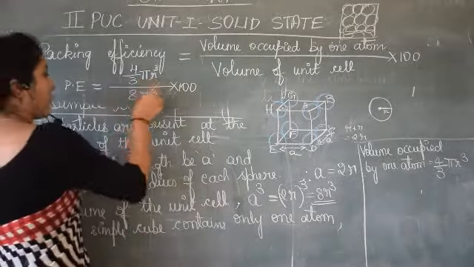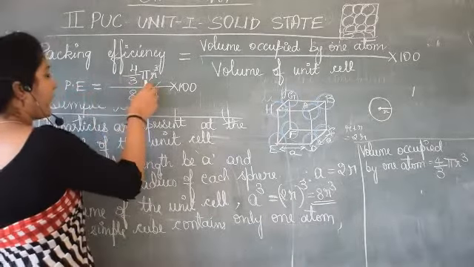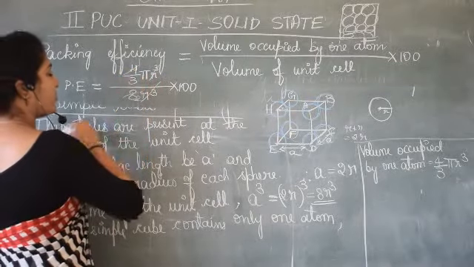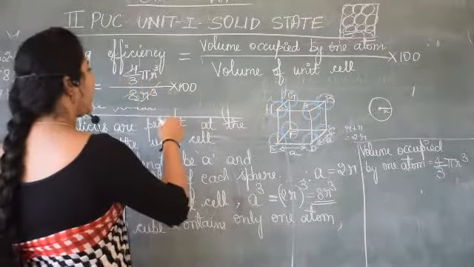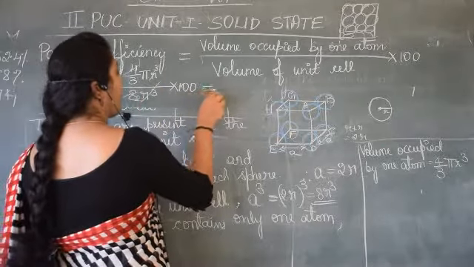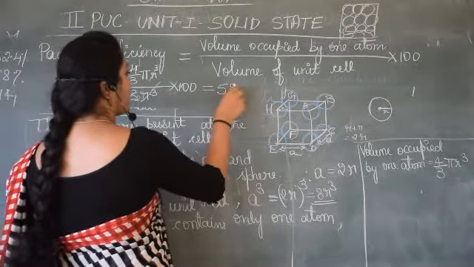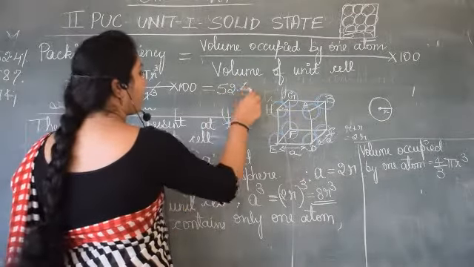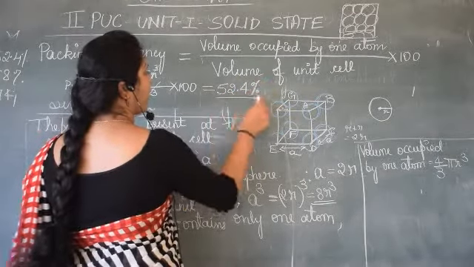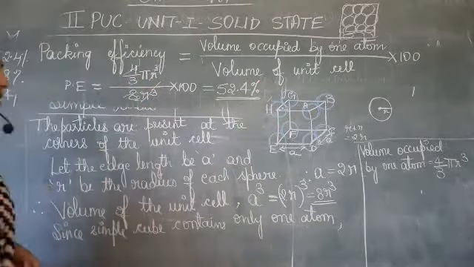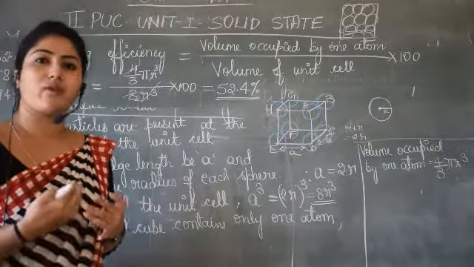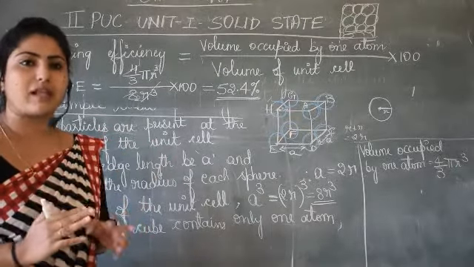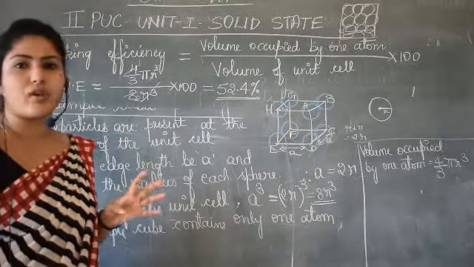r cube cancels. Here pi value is 3.14. So 4 ones are 4, 2 threes are 6. So ultimately on calculation you get it around 52.35 or more. So 52.4%. This is the packing efficiency. So 52.4%, it is more efficiently packed. That means the particles are efficiently packed. This is for simple cube.